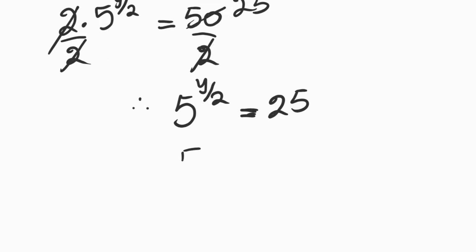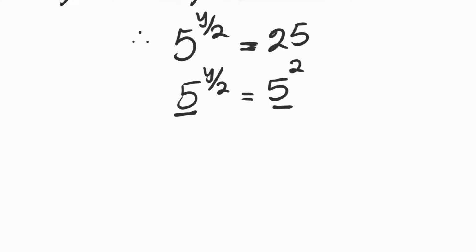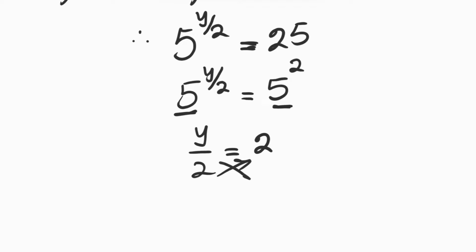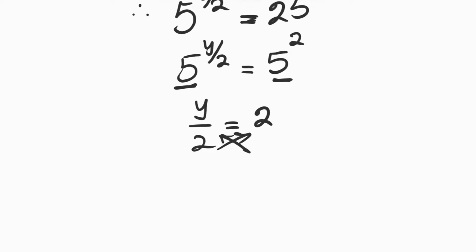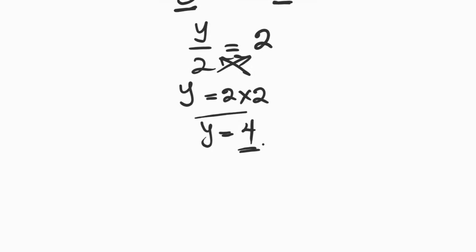We can as well rewrite 25 such that it has the same base as what we have on the left-hand side, and this is 5 squared. We have the same base, and we can equate the powers. So this becomes y over 2 equals 2. Now, if we cross multiply, we have y equals 2 times 2. Therefore, our y is equal to 4. And this is our answer.